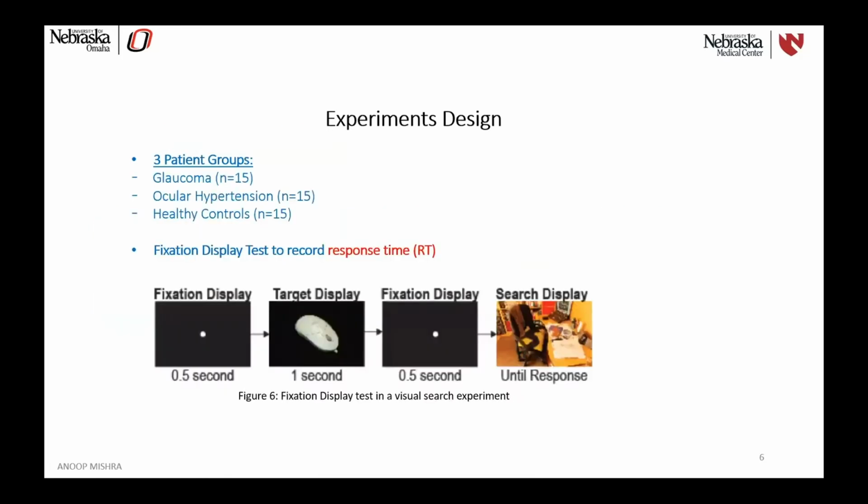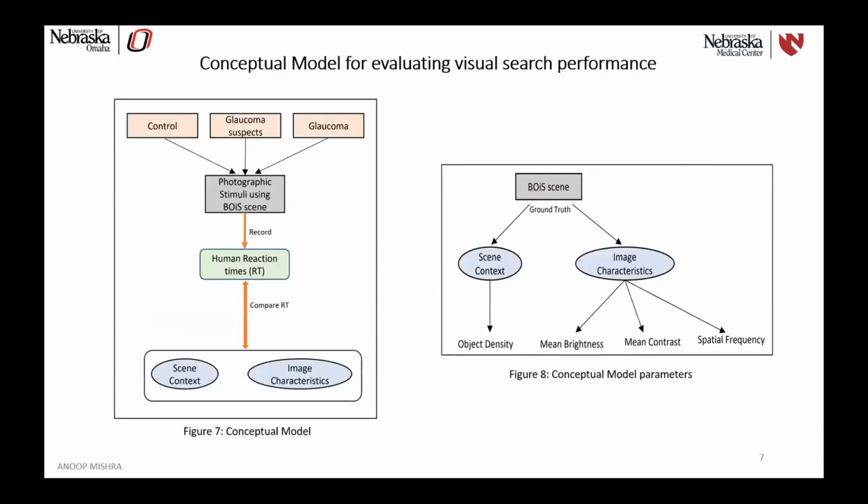And we'll be using 3 patient groups: patients with glaucoma, patients with ocular hypertension, which is a related disease, and healthy controls. Each of these patients, for each of the images in our data set, will perform the tasks that you see in this flowchart down here. They'll be asked to fixate on a point. They'll be briefly shown the target object that they're looking for. They'll be shown that fixation point again, and then the image that they're searching will come up. From the moment that image pops up to the moment that they successfully identify the object in the scene is the response time that we're using as a measure of their performance.